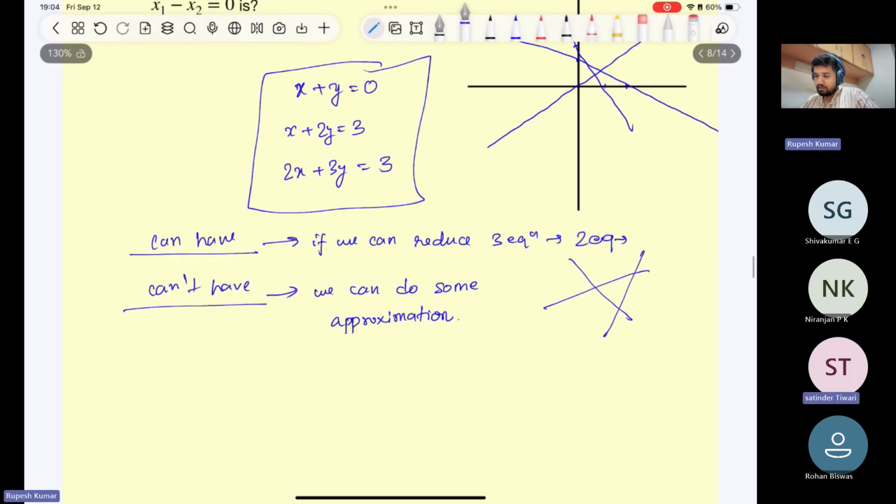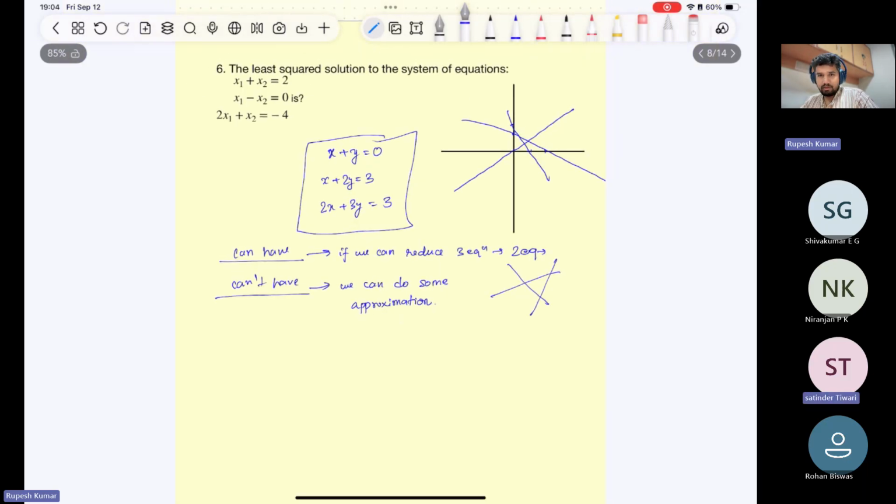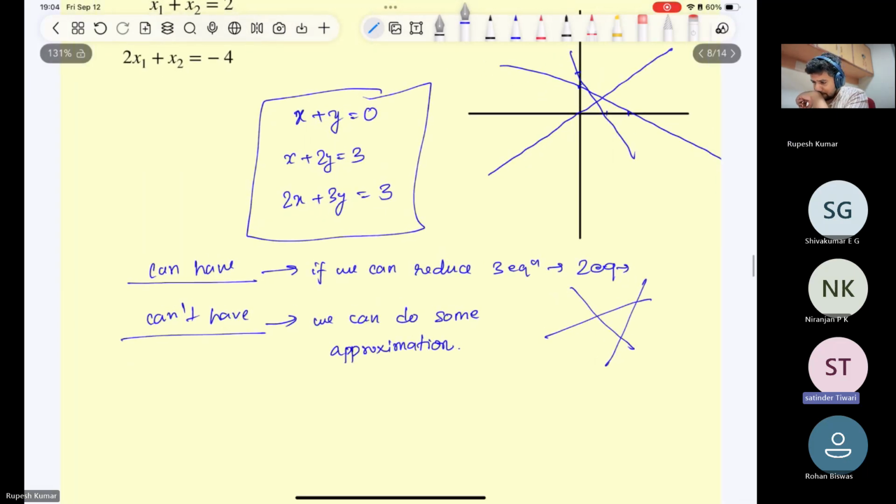So before proceeding, Satinder was saying that you have a unique solution. Why do you believe that? Because what I see is all the lines are concurrent lines. If we add the example you have given just now, x plus y equal to 0, x plus 2y equal to 3, and 2x plus 3y equal to 3. If we add line 1 and line 2, we are going to get the third line. It means the third line is passing through the intersection of the first two lines. So all three lines are concurrent.